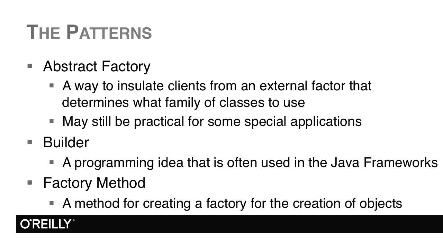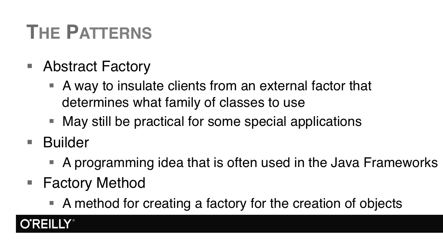The 5 patterns that the Gang of Four identified start with the abstract factory, which is a way of insulating the client from some external factor that determines what family of classes to use. External factors can be which operating system you are using, or perhaps some context, like is it day or night? You might want to create different objects based on some external factor that the clients are not supposed to know about. This may still be practical for some special applications and frameworks.